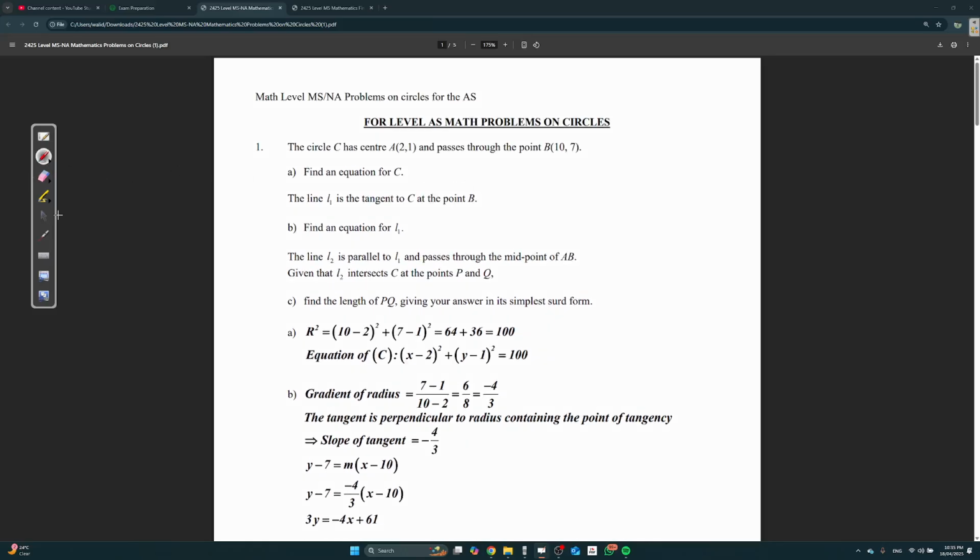The circle C has a center at (2, 1) and passes through the point (10, 7). Find an equation for C. So how do we find an equation? Obviously, the solution is right there, but how do we find an equation for a circle? It's (x minus h) squared plus (y minus k) squared is equal to r squared, right? So we have the center, so it's going to be (x minus 2) squared plus (y minus 1) squared is equal to r squared. So the problem is this radius, we need to find it.